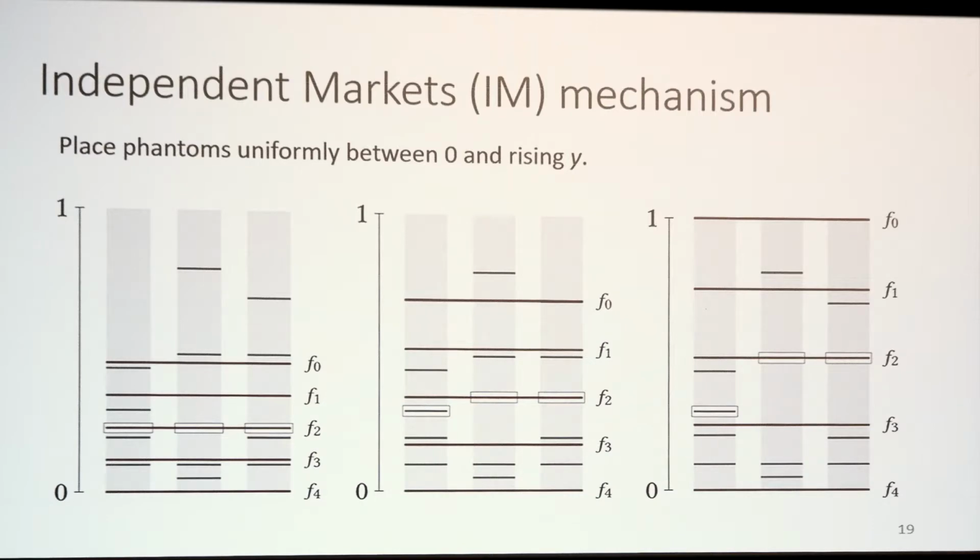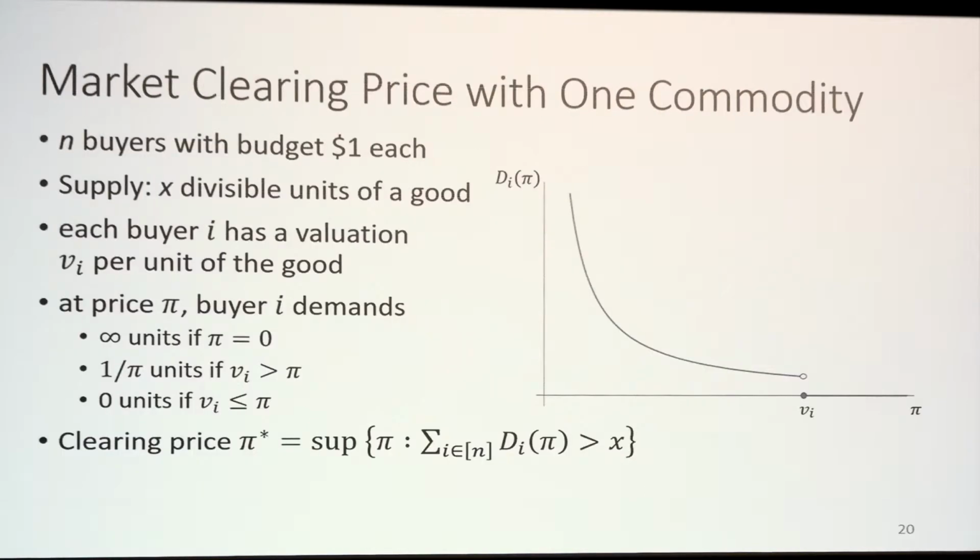We call it the independent markets mechanism. So here's just a snapshot of 3 points in time for that mechanism. And now, what I'm going to do is tell you why we call that independent markets. So for a minute, you can forget all this phantom stuff I told you, and I want to introduce to you a very simple market model. Imagine n buyers with a budget of $1 each, and we have some supply of x divisible units of a good.